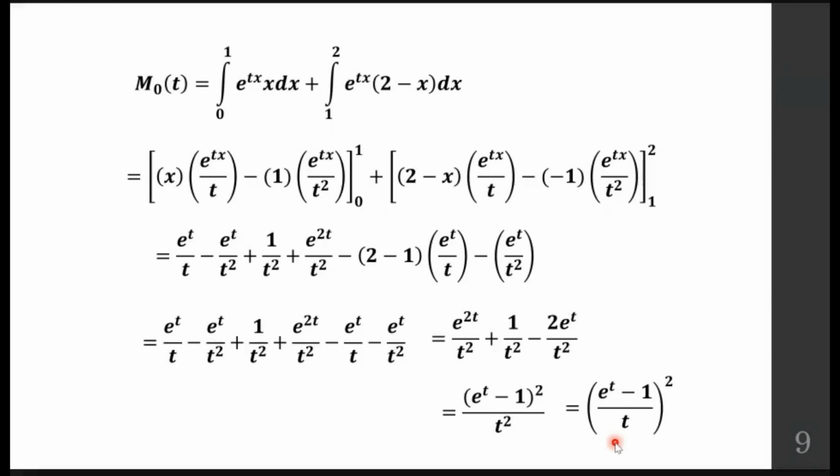Because now when you have an MCQ test, the answer is most important. You should know how to reduce it to that particular answer. When you have a descriptive test, then the steps are okay. But when you have an MCQ test, then the final answer is very important. So we got M0 of t is equal to the whole square of e raised to t minus 1 upon t.